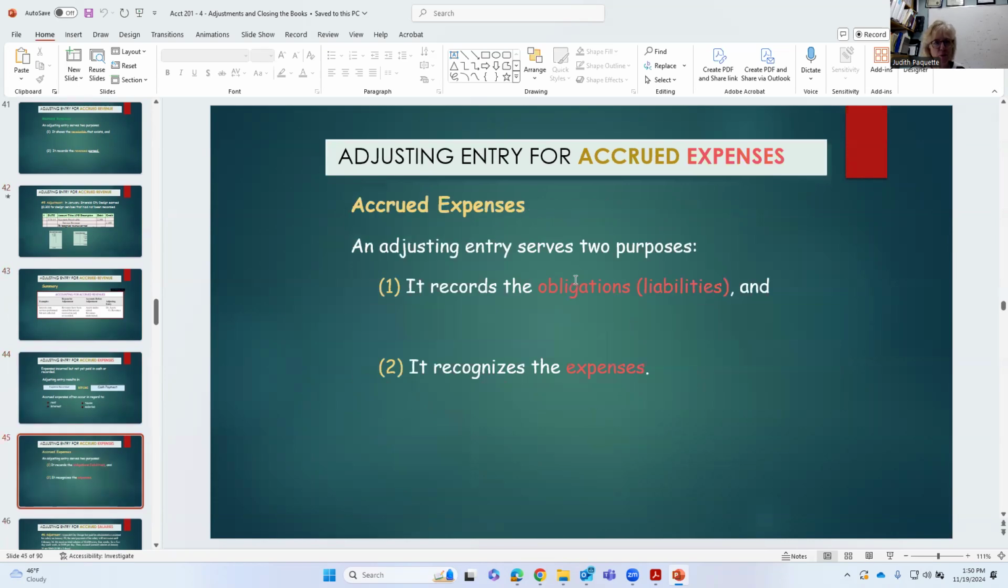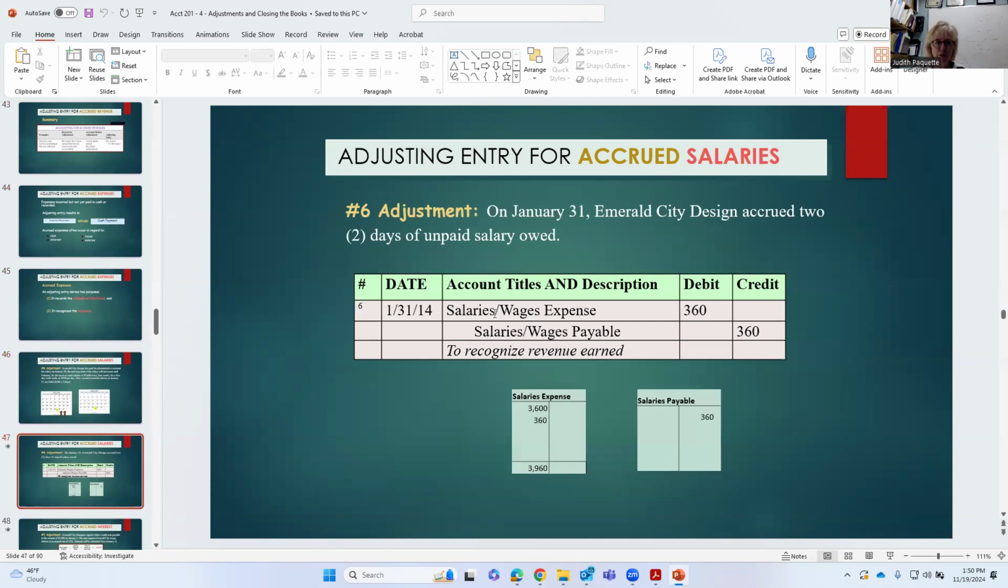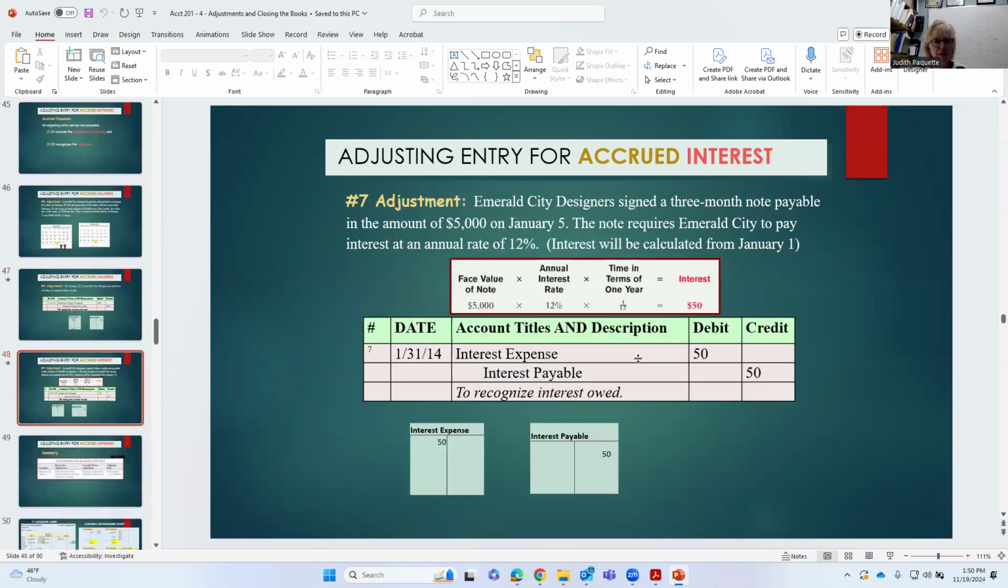The other ones are a little more complicated. We have the payroll one, but the journal entry is straightforward: salary and wage expense, salary and wages payable. And then the last one involves interest: interest expense, interest payable. So for none of these is there an original entry, but these are the accruals.